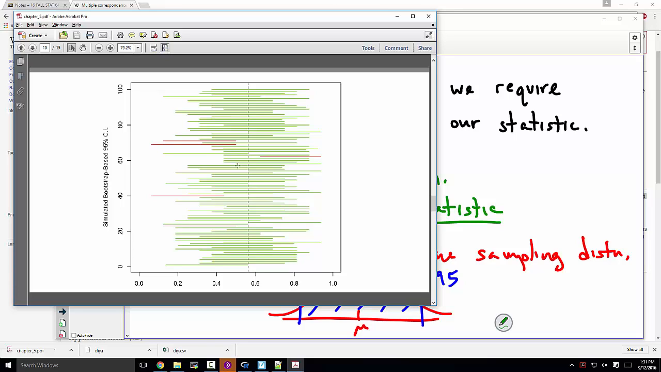Okay, questions? We'll keep filling in the pictures on inference, and I'll show you some examples next time in how to do the bootstrap and how to actually get one of these intervals. Okay?